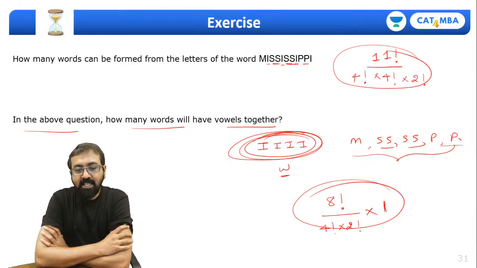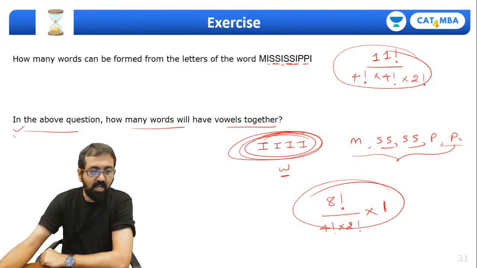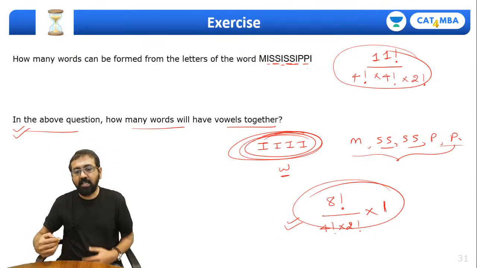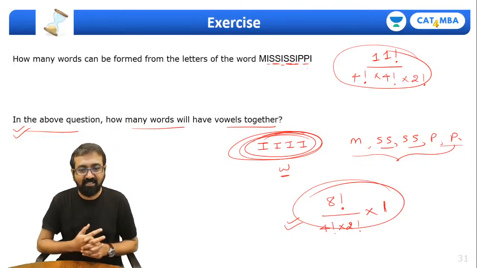So the answer will be 8 factorial divided by 4 factorial into 2 factorial. Okay, this is the answer for this question, guys. I don't know what mistake you are making. You're free to make mistakes, but I suggest not to make them, right? It's not a good thing to do.